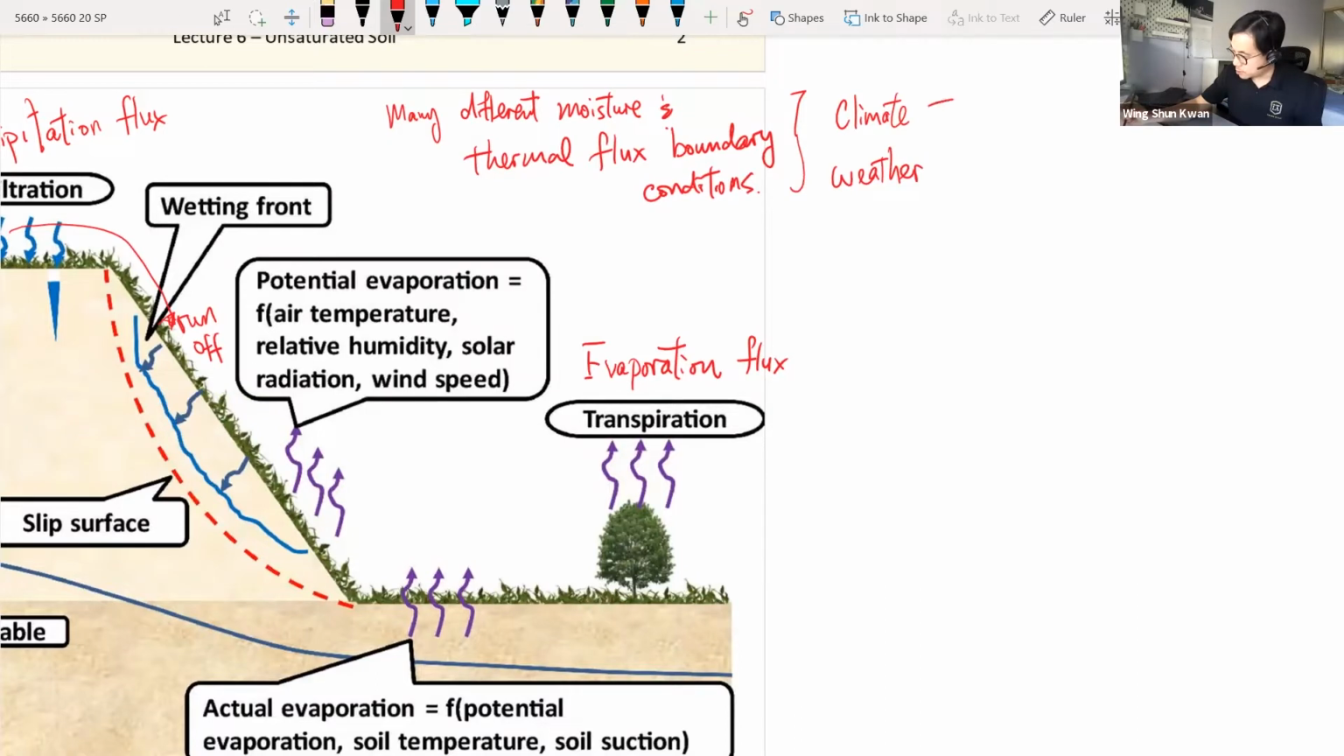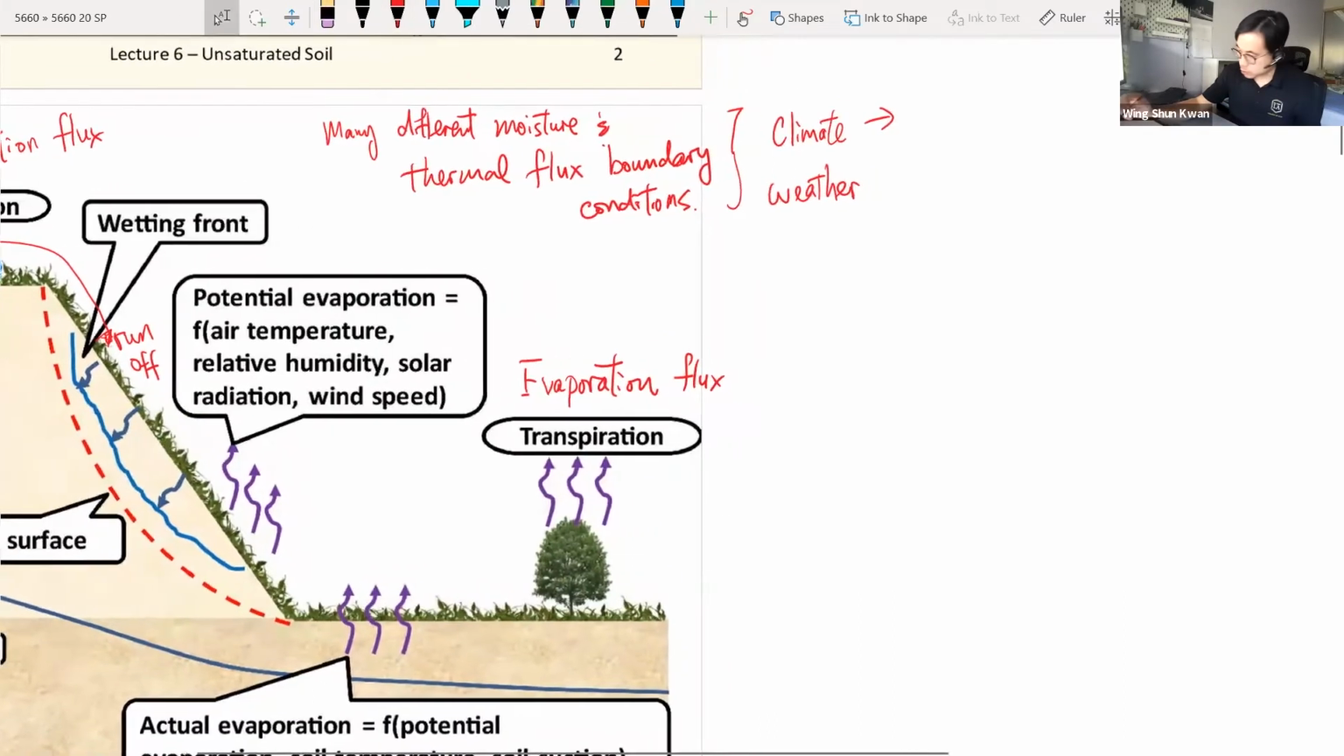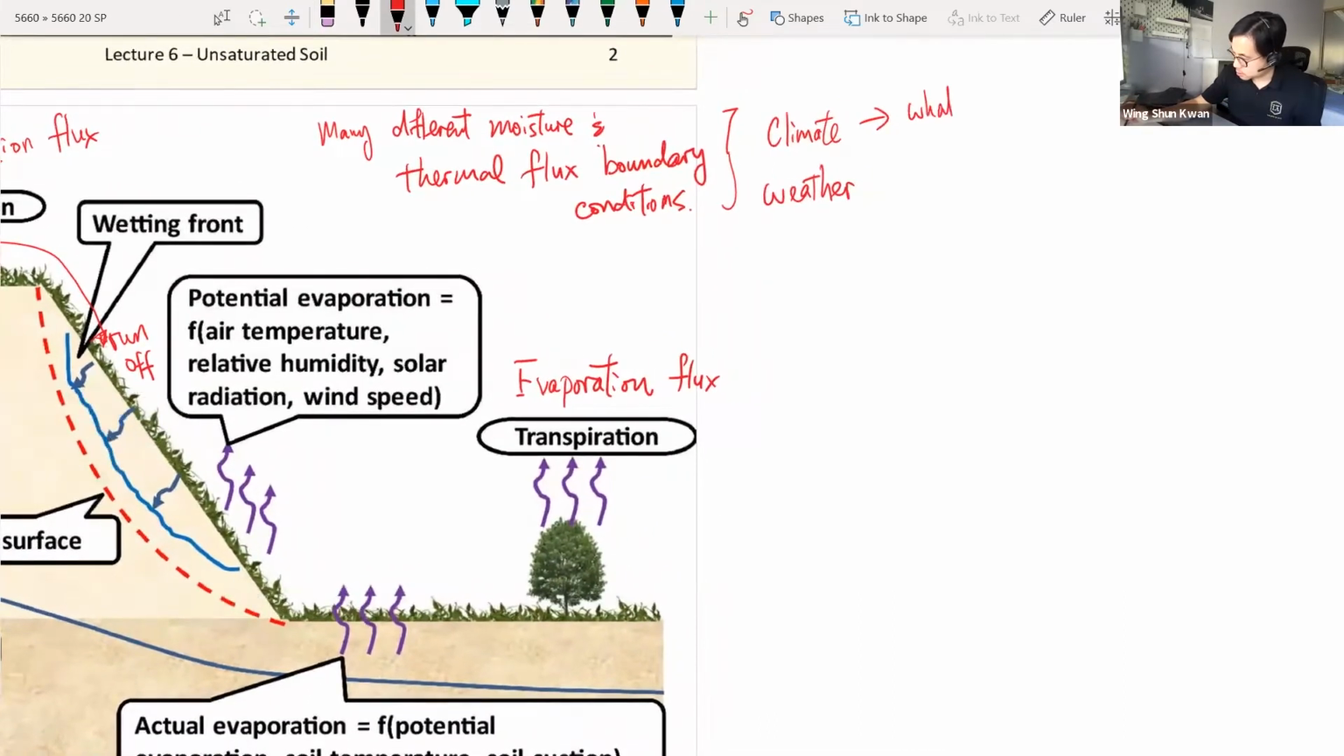The difference between climate and weather is that climate is what you expect. In design, you try to predict it, but weather is what you get. So if you go back to evaluate the case history, then you use weather. If you do design, you can only base it on the climate. So any questions?